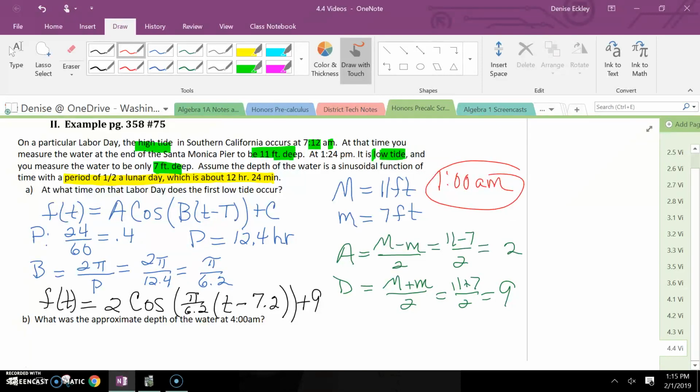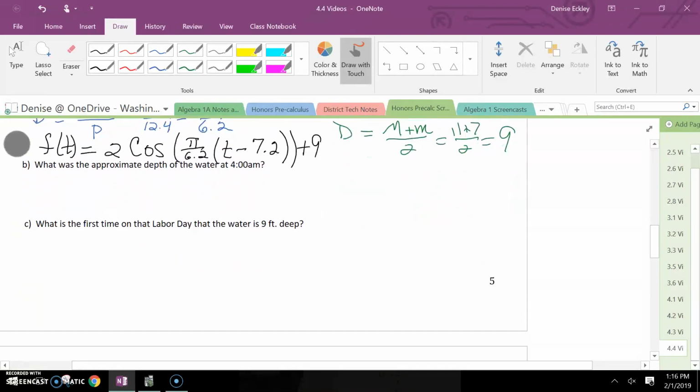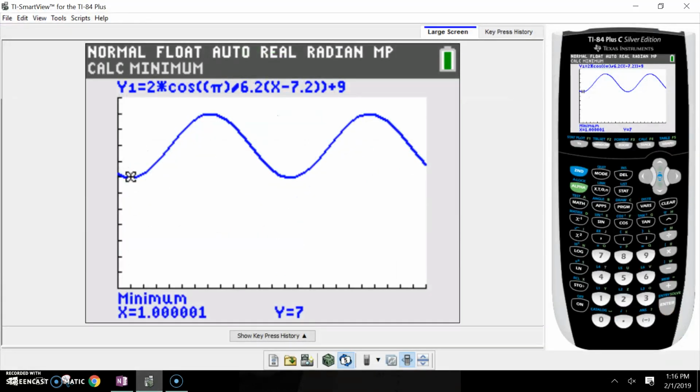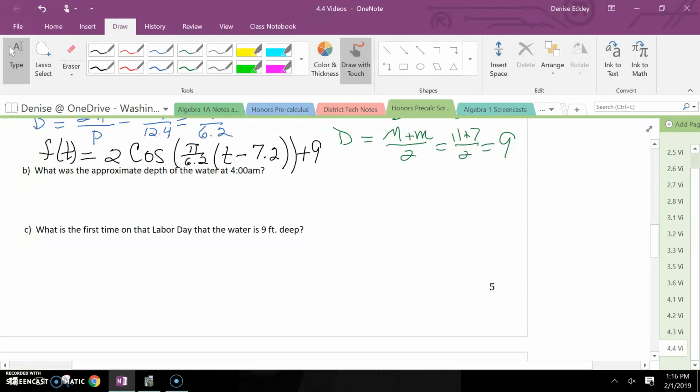in the morning. Okay, so now part B says, what is the approximate depth of the water at 4 a.m.? So we can answer this again on our graphing calculator. And now what we have to do is, since 4 a.m. is a time, we can just hit trace and just substitute 4 and hit enter, and it'll take us right to that point. So we can see at the bottom of our screen that it was 8.89 feet, or 8.9 feet deep almost. So we can put that as the answer to part B. So at 4 a.m., the water was 8.9 feet deep.